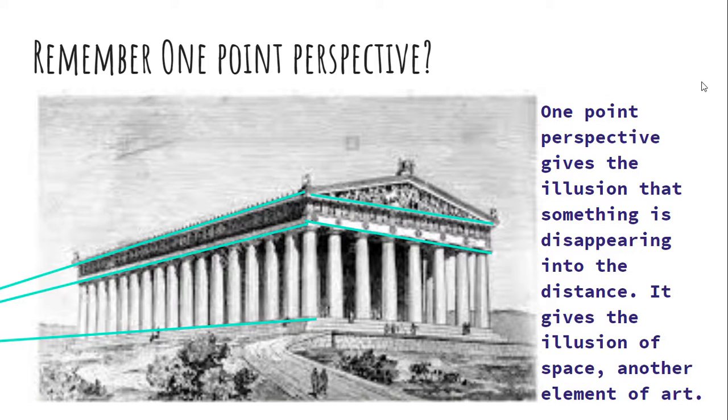Now let's look at how ancient Greeks used that same element of perspective to create amazing structural buildings. 1-point perspective gives the illusion that something is disappearing into the distance, and architects often use this to draw their buildings before they actually create them. It gives the illusion of space, which is another element of art.